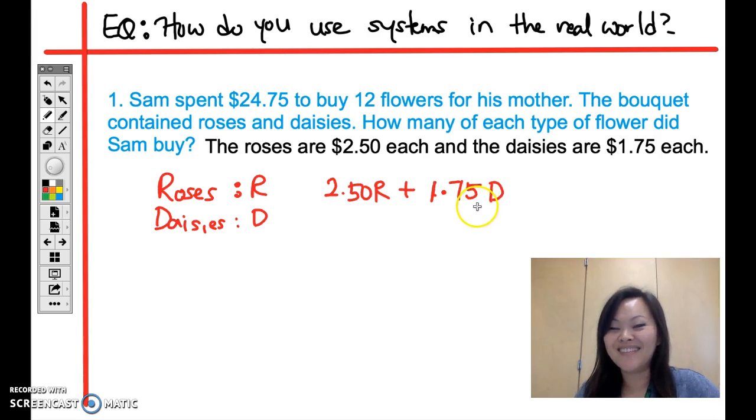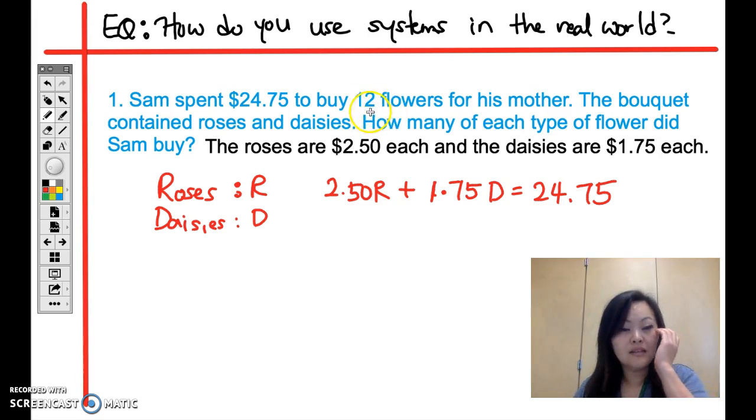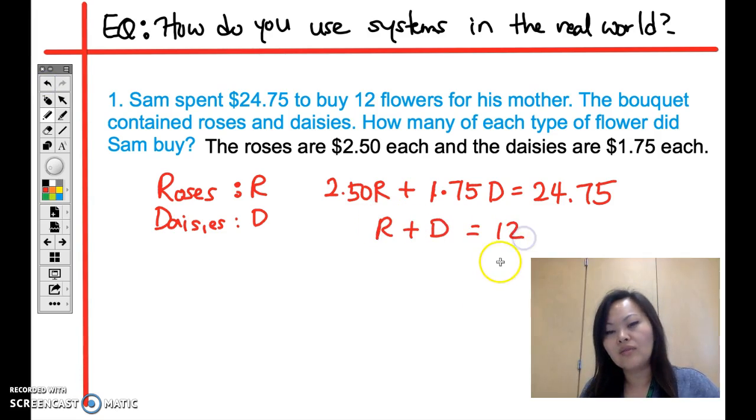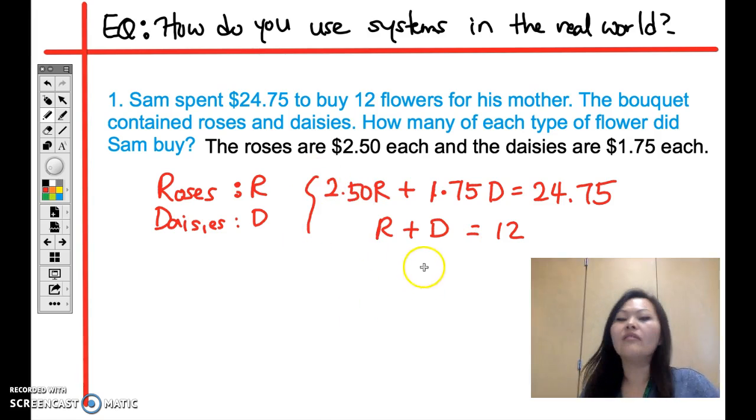$3.50, right? Anyway, so after you add them all up, you're supposed to get $24.75, right? So I'm gonna write that down here. And then it says that Sam bought a total of 12 flowers. So when I add the number of the roses and the daisies together, I'm supposed to get 12 flowers total. So now I have my system that I can solve, right?